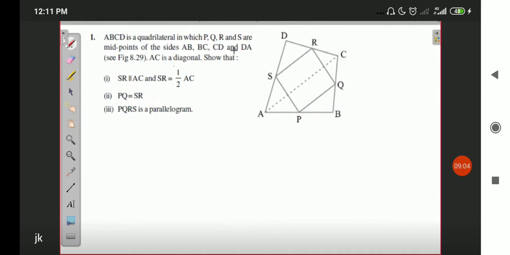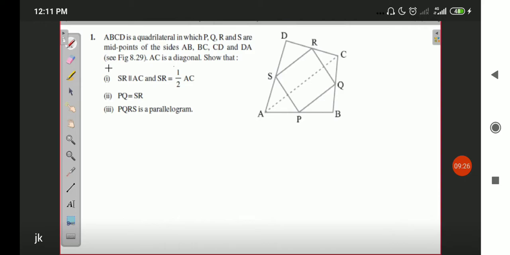So moving on with question number 1. Question number 1 is ABCD is a quadrilateral. We will move on with the question one by one, step by step. Please follow the steps carefully. ABCD is a quadrilateral in which PQRS are midpoints of sides AB, BC, CD and DA.